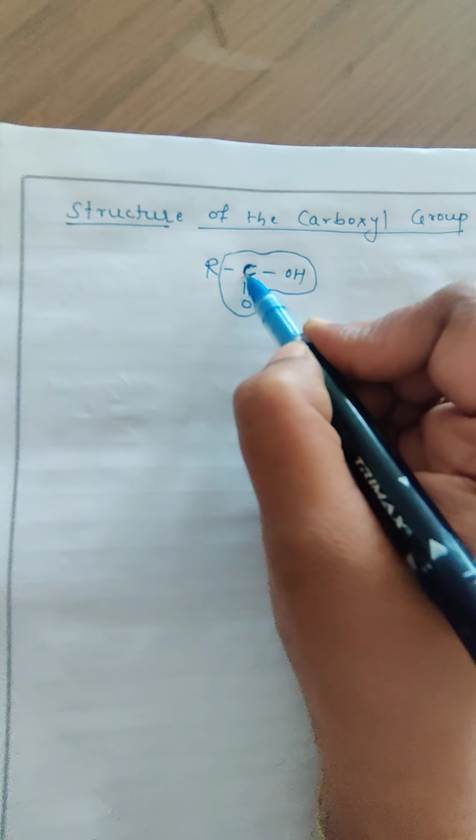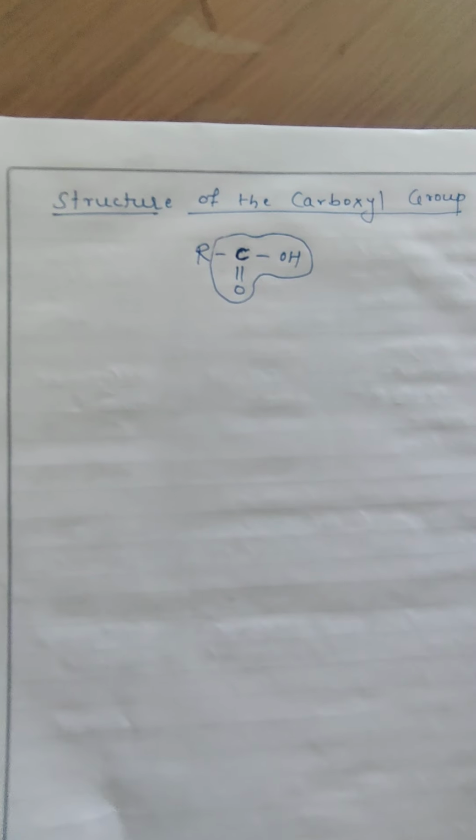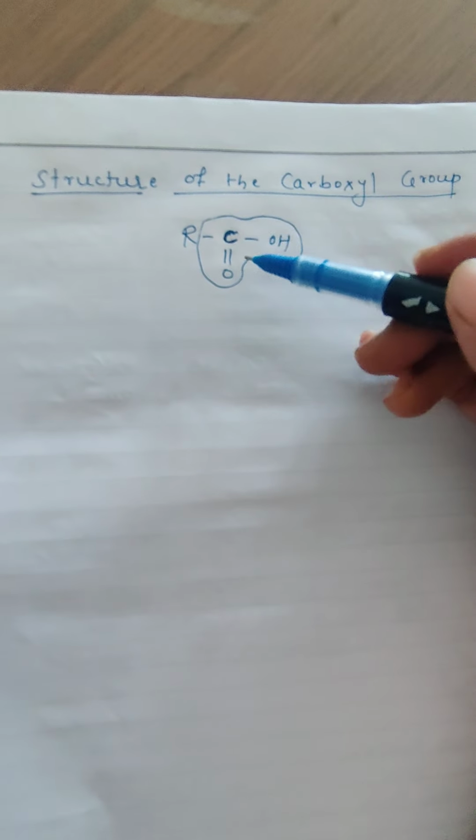In that structure, the key atom is carbon, and this carbon is planar. As we are saying that this carboxyl group is planar, this carbon undergoes sp2 hybridization. As we already know, when carbon contains one double bond, it undergoes sp2 hybridization.